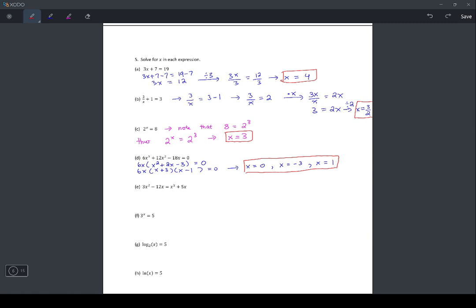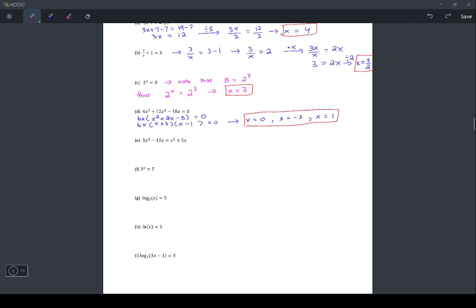I don't really want to check the negative 3 because that'll be a 6 times negative 27 plus a 12 times 9 minus an 18 times negative 3. I don't want to do all that. That sounds like too much work. So I'll just check one of them and then assume the rest are right.